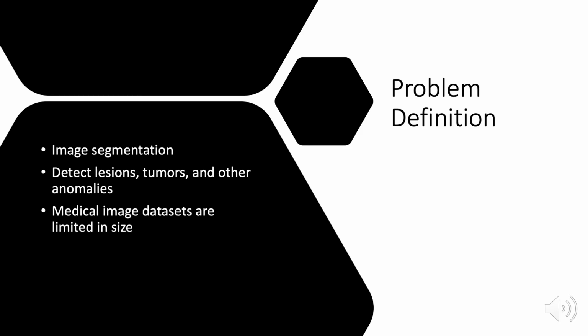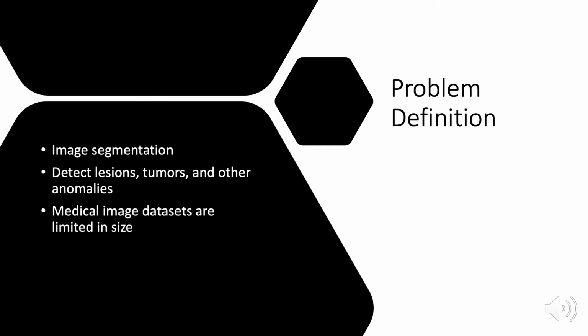The problem that it covers is that of image segmentation, specifically within the medical domain. Given a medical image, whether it's an MRI, CAT scan, whatever kind of medical image it may be, the goal is to detect lesions, tumors, and other anomalies.